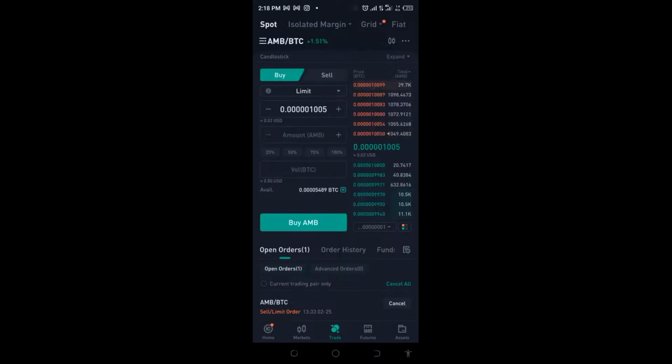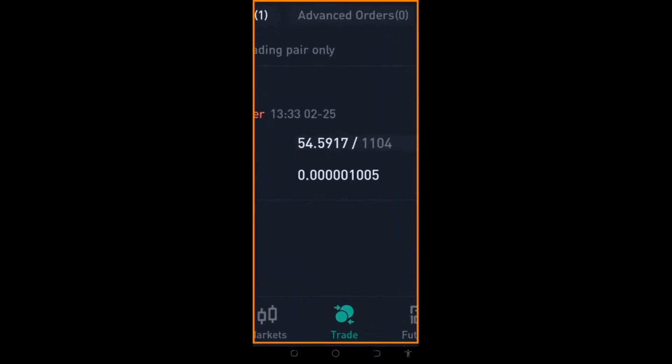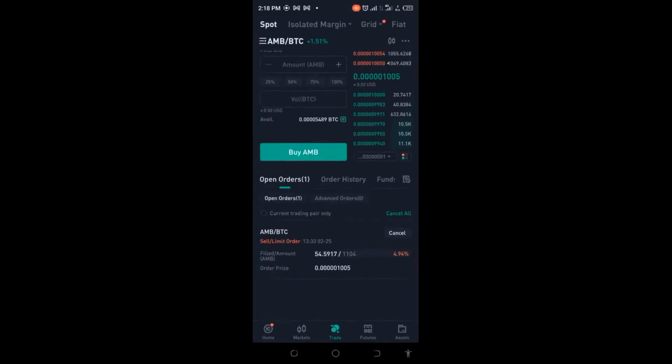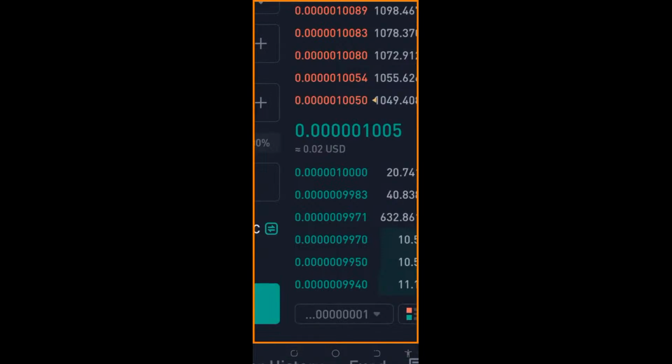Okay, right now it's at 0.000105, so it's moving up. And as we can see here, part of it has already been sold. So we have 54.59 out of 1104 already sold at that price. If I were going to pick any of these ones in the order book, we'll see that it's nowhere near what we want.